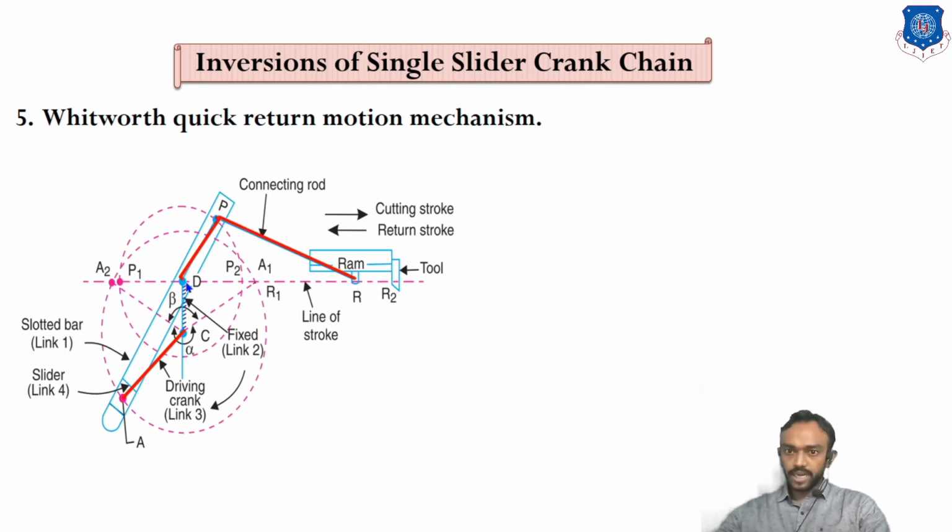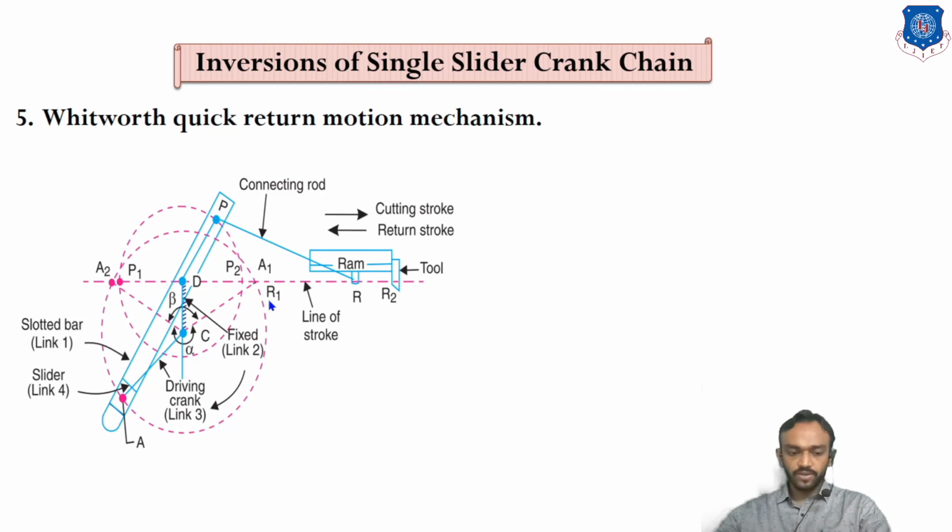So when the crank position is here, our ram will be at the extreme position, and when this crank is rotating and reaches this extreme point, what will happen at this point? Our line of cutting stroke will be here. So the cutting stroke will be like this, between P1 and P2. The P point rotates between the P1 and P2 positions, there will be R1 and R2 positions, same as the slotted bar. So what is the angle?